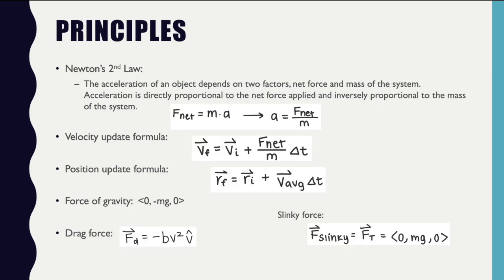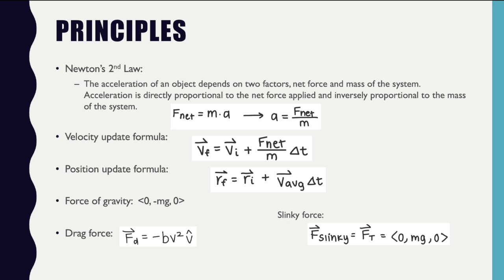Now we will talk about some fundamental principles. First, we will talk about Newton's second law, also known as the momentum principle. It states that the acceleration of an object depends on two factors, net force and mass of the system. F net equals mass times acceleration. By manipulating this equation, we can derive two other important equations used in this lab, the velocity update and the position update formulas. These will be used to create our computational models.